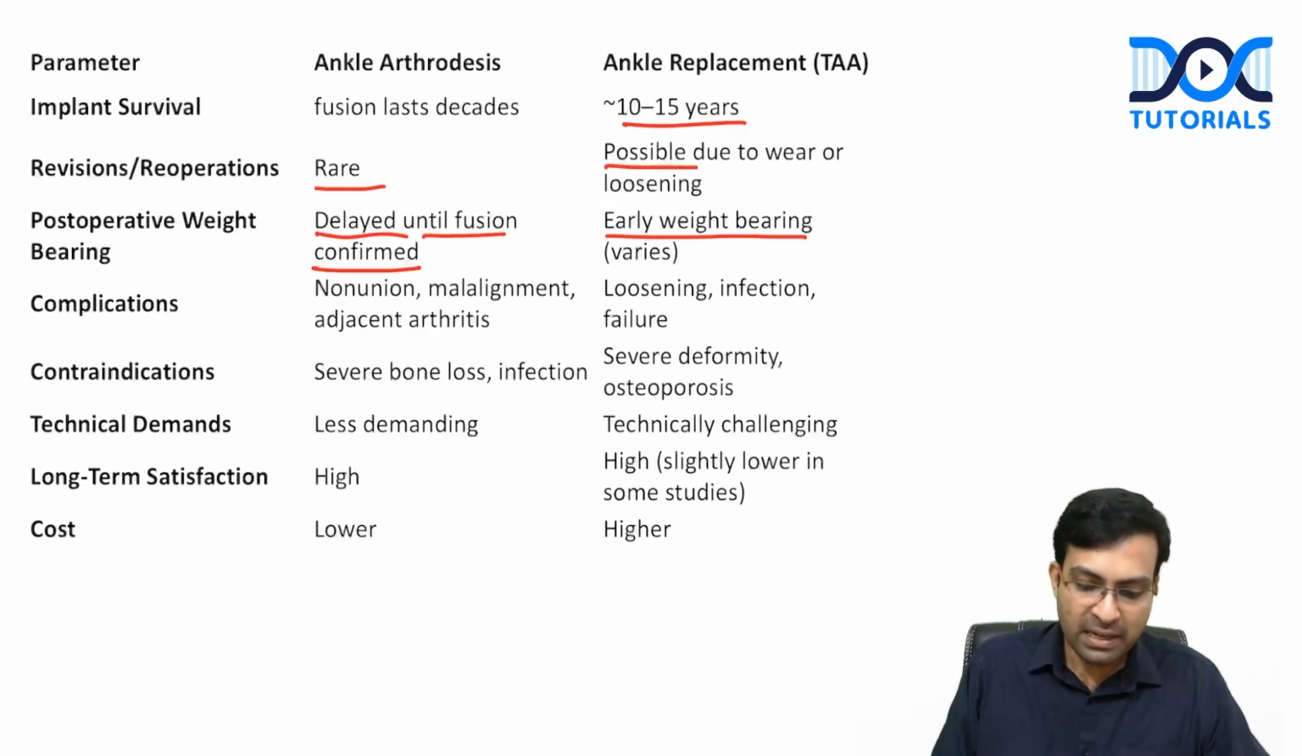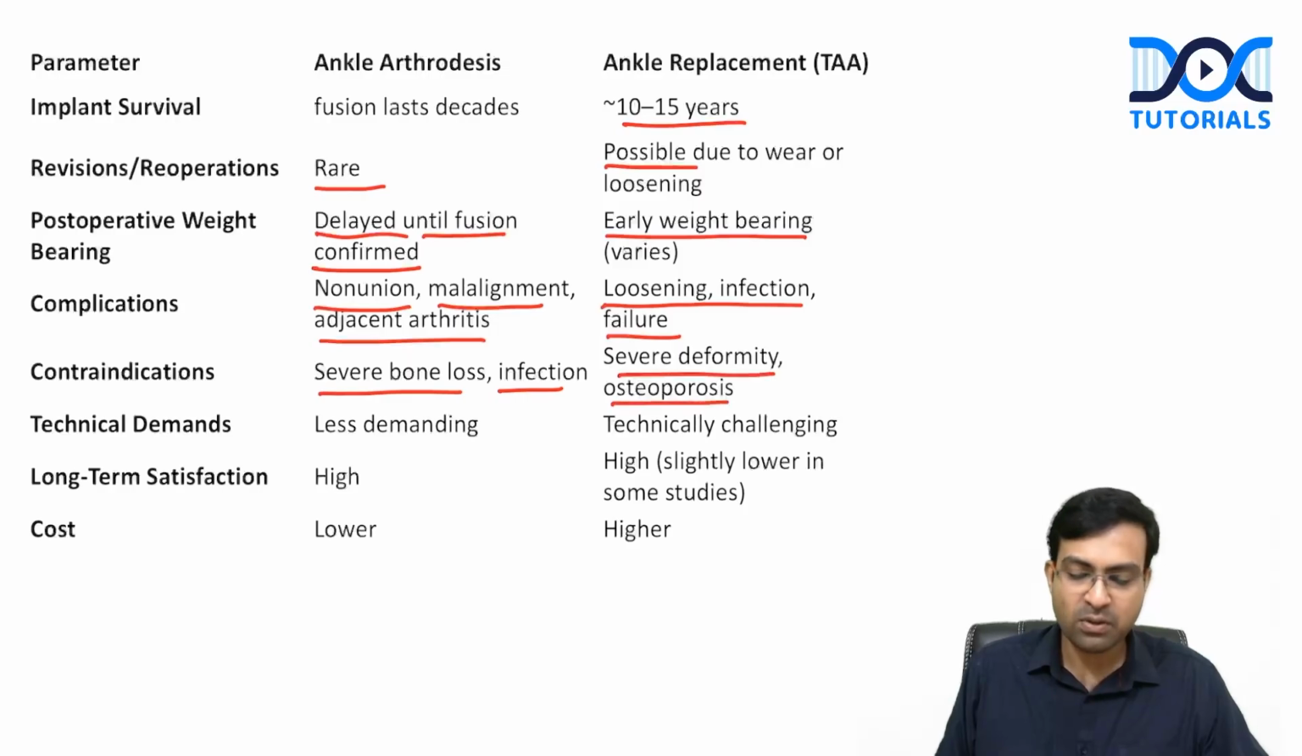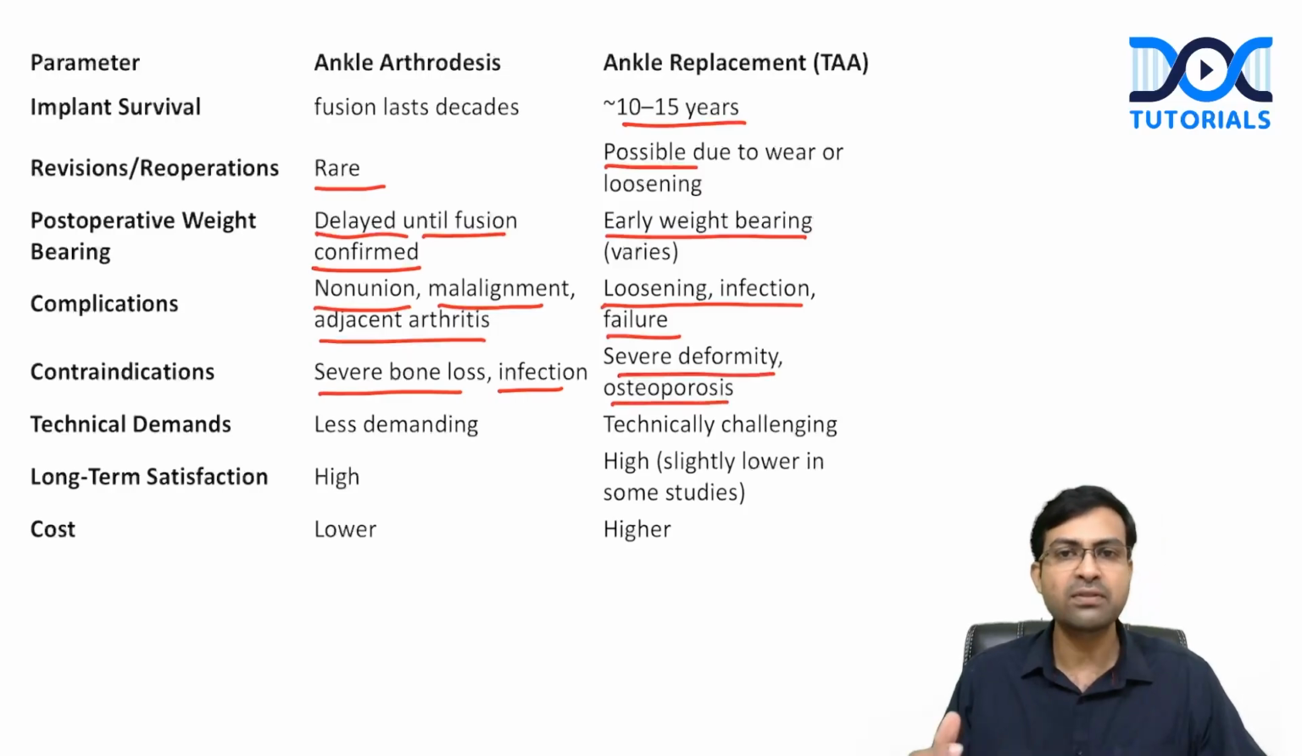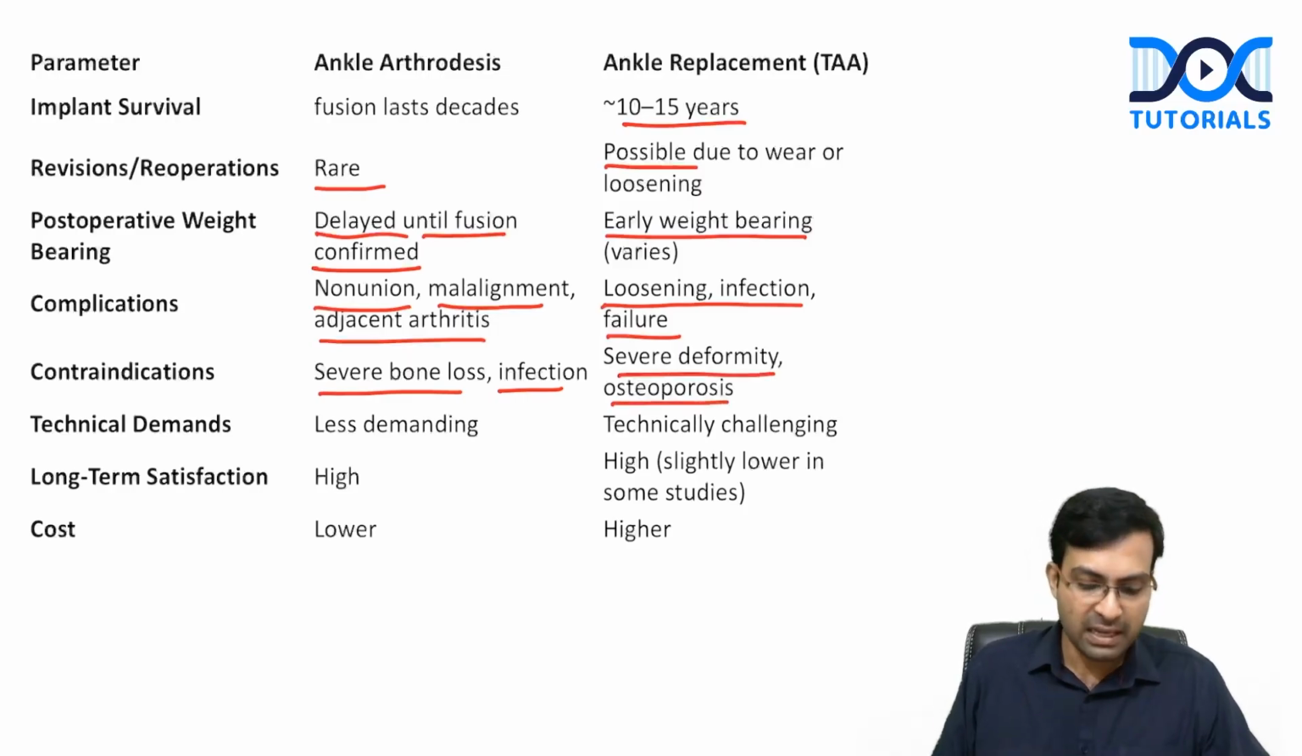Look at the complications: non-union, malalignment and adjacent joint arthritis for ankle arthrodesis. For arthroplasty, it is loosening, infection and failure. Contraindications for arthrodesis are bone loss and infection. For total ankle arthroplasty, they are severe deformity, osteoporosis, infection. There is a long list of contraindications. Technical demands wise, ankle arthrodesis is less demanding, while TAA is quite technically challenging.